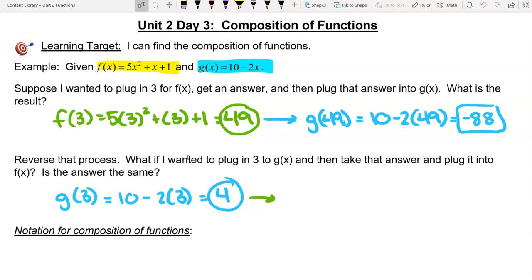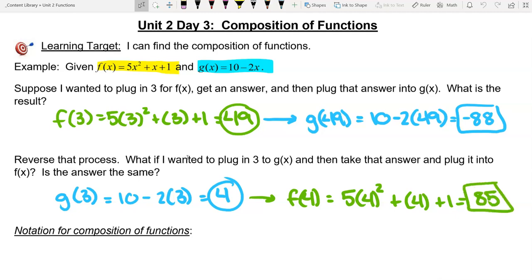So f of 4 is 5 times 4 squared plus 4 plus 1. We're just going to see if they're equal, but you can kind of see that they aren't going to be. Let's see what we end up getting. We get a positive 85. Okay, so this is just showing you that these two, the reverse of each other, are not equal. So don't just assume that if you do f of g or g of f, they're going to be the same.